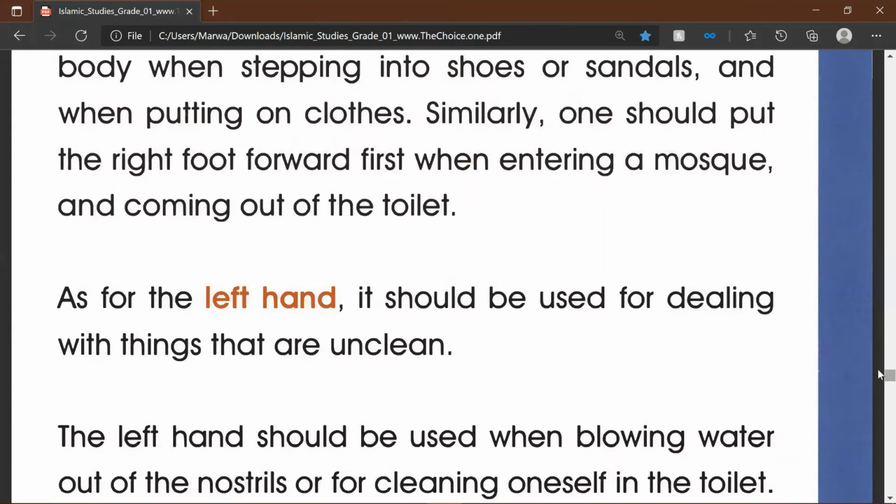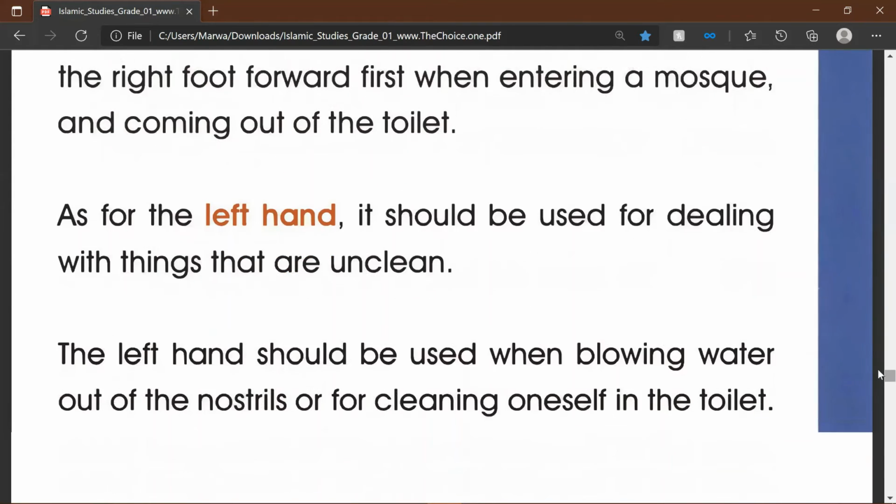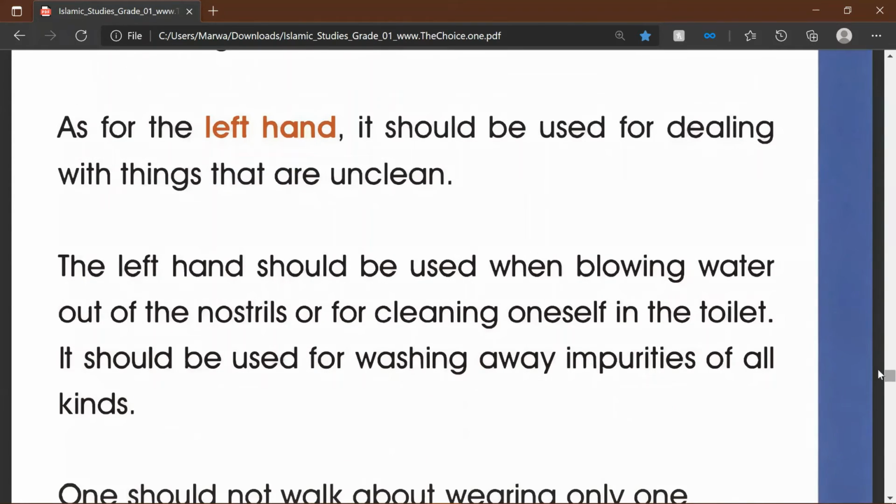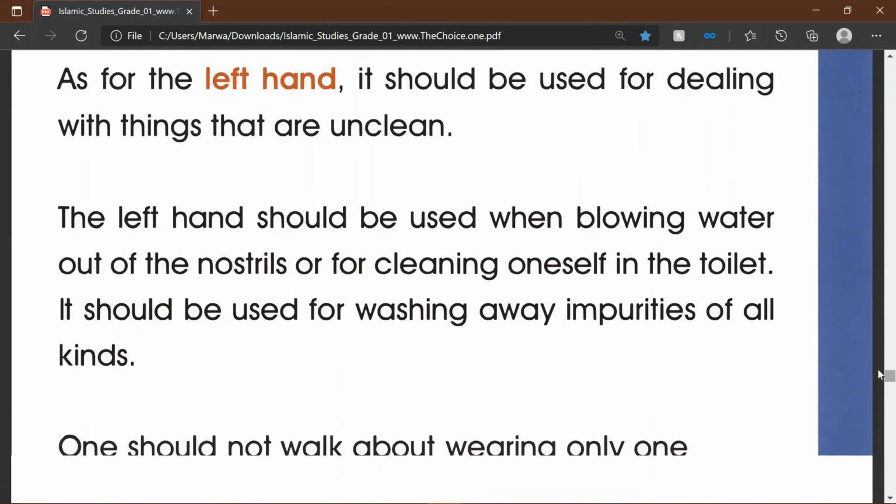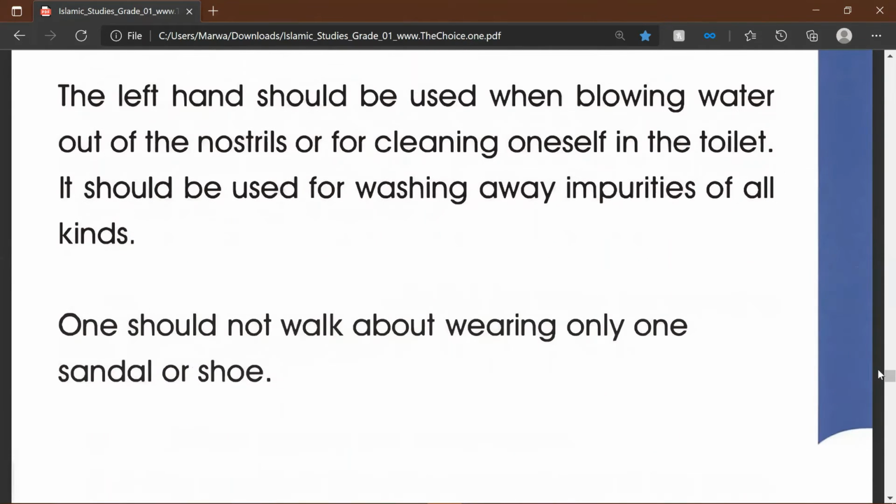When we leave our house, when we enter into someone else's home, when we go into the mosque, when we eat, when we drink. The left hand should be used when blowing water out of the nostrils or for cleaning oneself in the toilet. It should be used for washing away impurities of all kinds. One should not walk about wearing only one sandal or shoe.